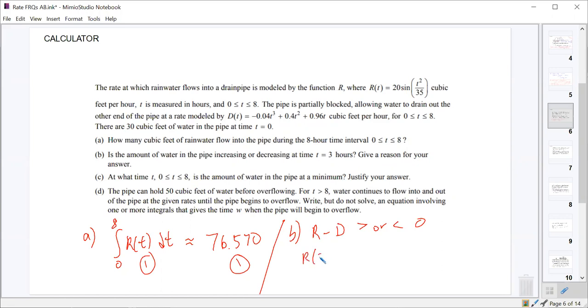So we've got R of 3 minus D of 3. You've got a calculator to evaluate both of those. And R of 3 minus D of 3 came out to be negative 0.313 something something something. 632 it looks like, which is less than 0. And since that's negative, it must be decreasing.